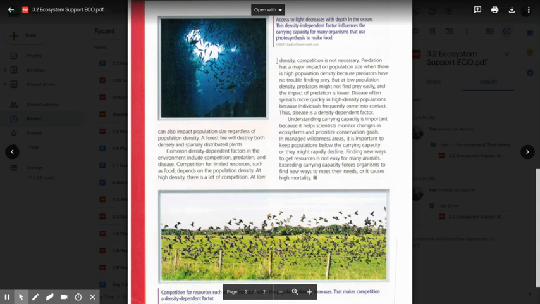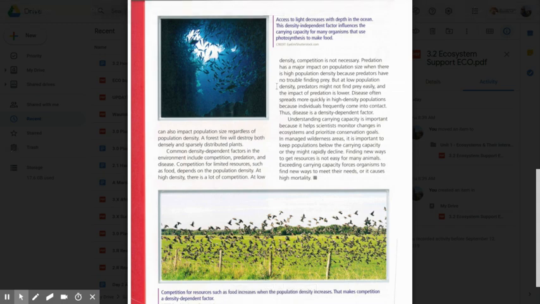Predation has a major impact on population size when there is a high population density because predators have no trouble finding prey. But at a low population density, predators may not find prey easily, and the impact of predation is lower. Disease often spreads more quickly in high-density populations because individuals frequently come in contact. Thus, disease is a density-dependent factor.